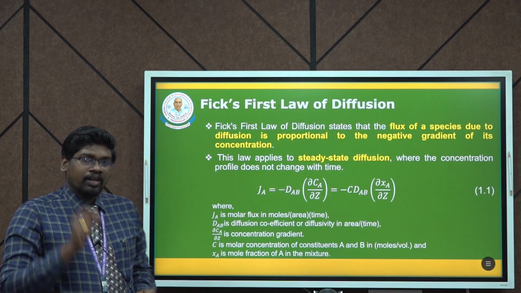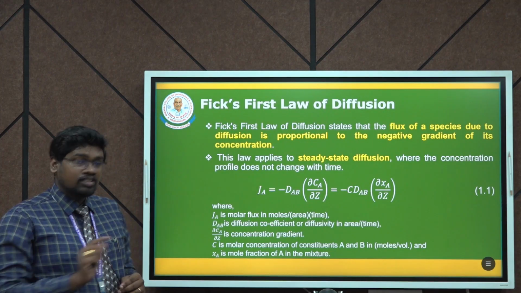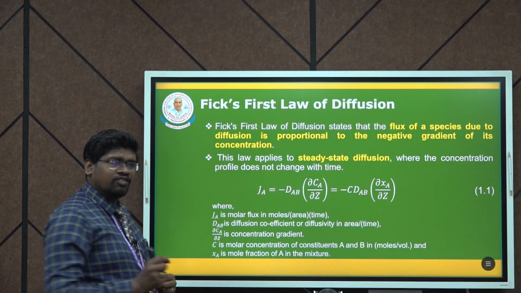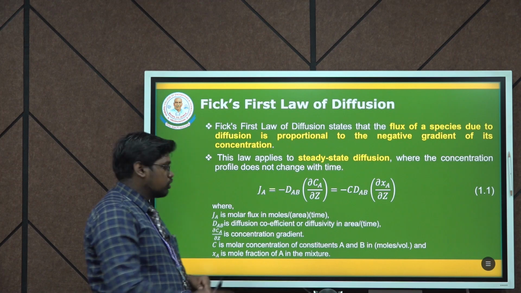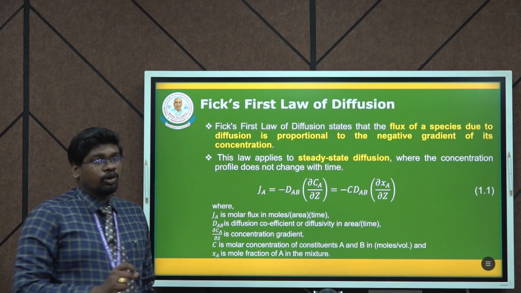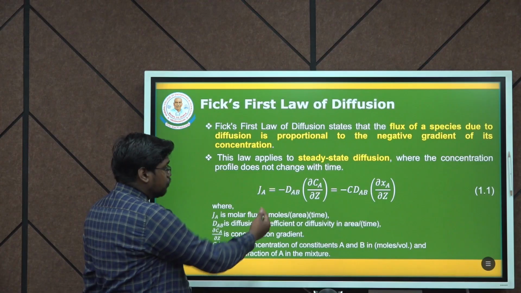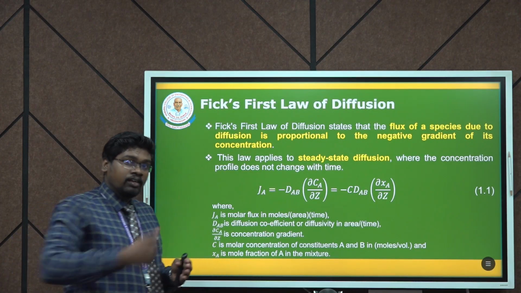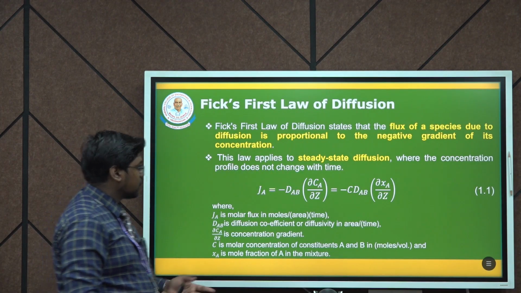This law is applied only for the steady state diffusion process where the concentration profile will not change with time. Here JA is the molar flux of the species A with respect to time, so moles per area into time. That is the unit of the molar flux, and DAB is the diffusion coefficient of the process, the diffusivity from A to B, diffusion of molecule A from end A to end B. Third one, ∂CA/∂Z, is the concentration gradient.